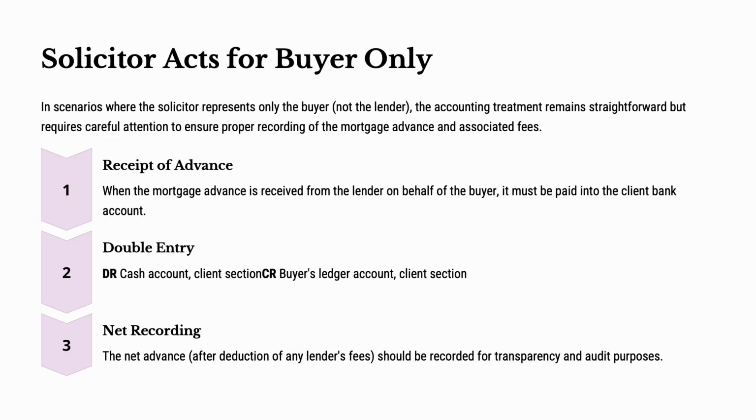So when the solicitor acts for a buyer, that's something that happens many times with conveyancing solicitors. When they are acting only for the buyer, the mortgage advance is paid into the client bank account. The double entry is debit cash account client section and then credit buyer's ledger account client section. This record shows that the solicitor has received the buyer's funds correctly.